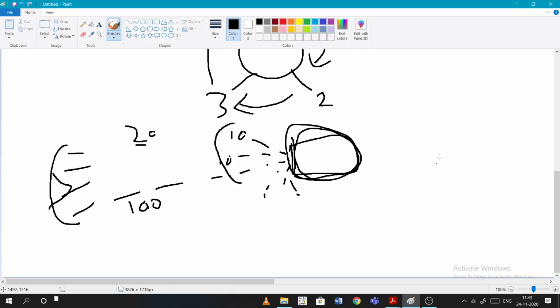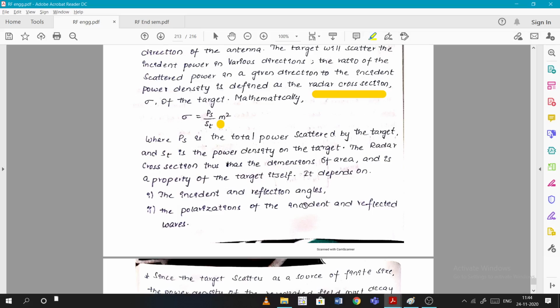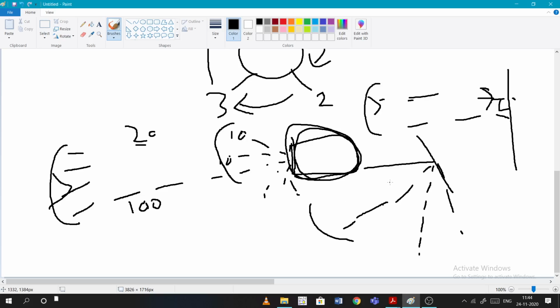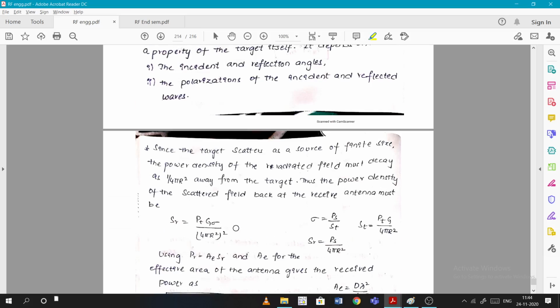For example, the object is like this; if the rays are coming like this, they will be directed like this, right? If the radar and transmitter are like this and the rays are incident perpendicularly, then all the rays will come back. So that's what incident and reflected angles and polarization of incident and reflected waves mean. Incident and reflected angles determine how much is reflected, and polarization is in what orientation the signal is hit.